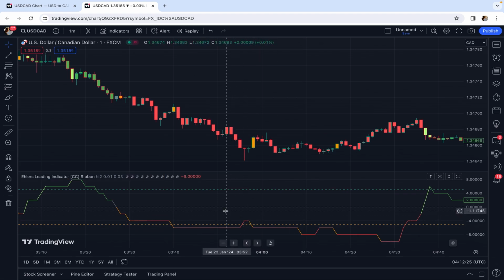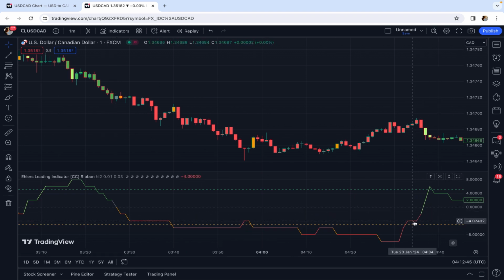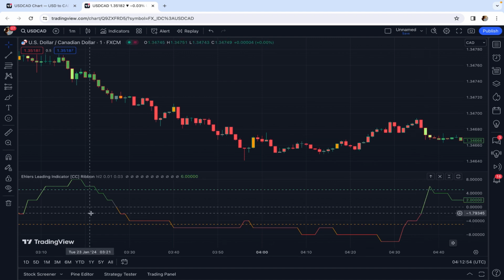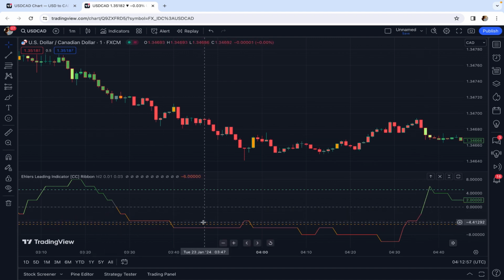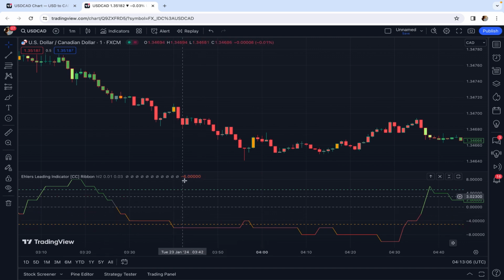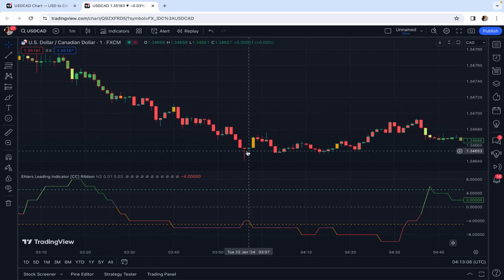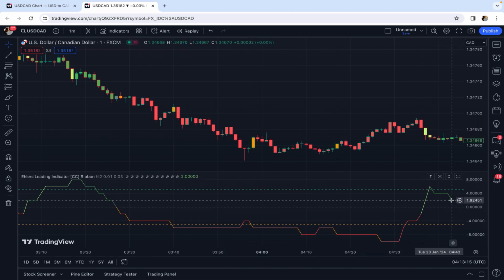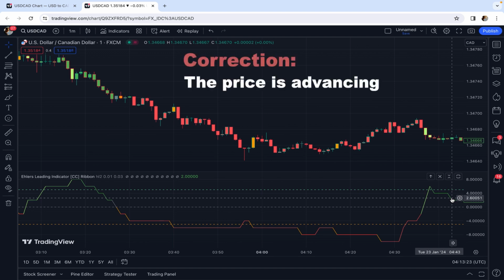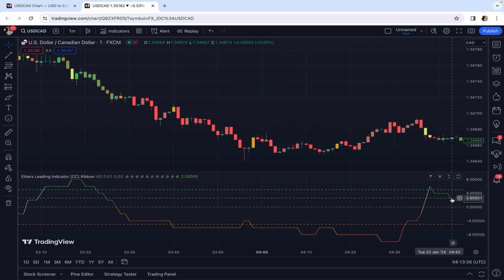As you can see, this is an oscillator, and this line is moving above and below the center line, which is 0, and the line also changes color depending on crossing above or below the center line. Similar to other oscillators, when the line is below the center line, the downside momentum is greater than upside momentum and the price is declining, and when the line is above the center line, the upside momentum is greater than downside momentum and the price is advancing. This is what we're going to use in our strategy.